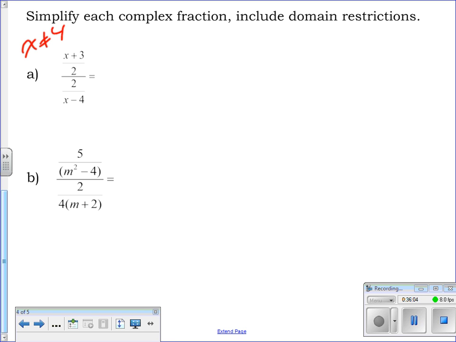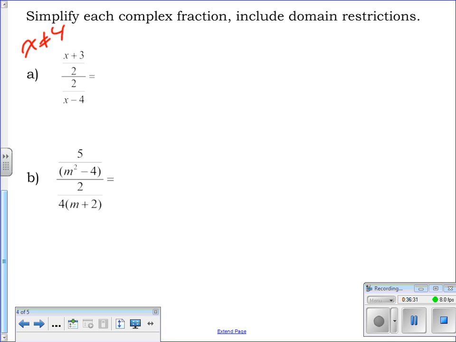Okay. So, in order to get rid of my complex fraction, and you don't have to do this on every step, but I want to show you this first step here. I want to make my big denominator 1, a fraction over 1. Because anything over 1 is just that anything, right?